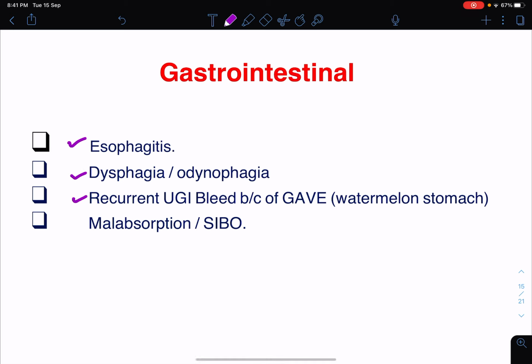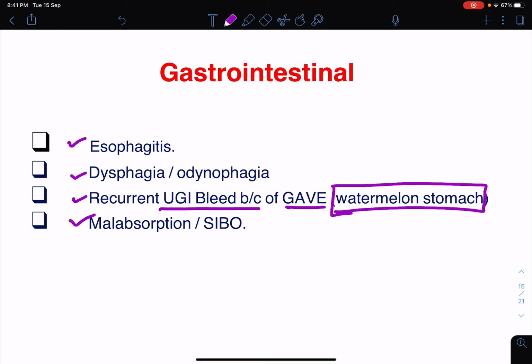There may be recurrent upper GI bleeding because of GAVE. GAVE stands for gastric antral vascular ectasia. Okay, it's a vascular anomaly which is also known as watermelon stomach. So because of GAVE, the patient may have recurrent upper GI bleeding. The patient may have malabsorption or SIBO. This stands for small intestinal bacterial overgrowth.